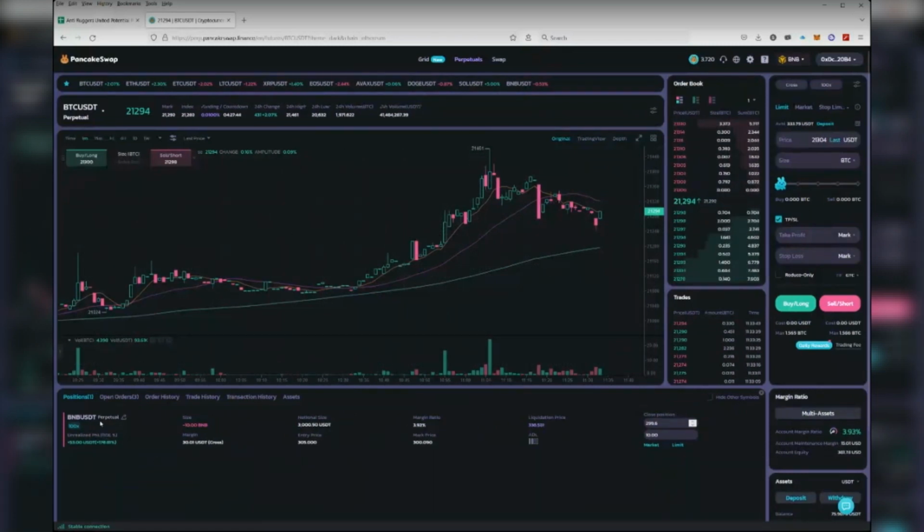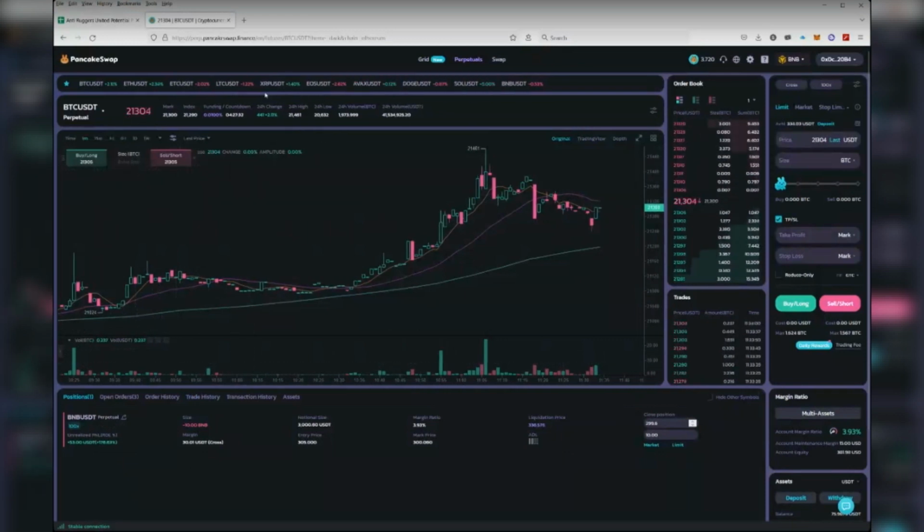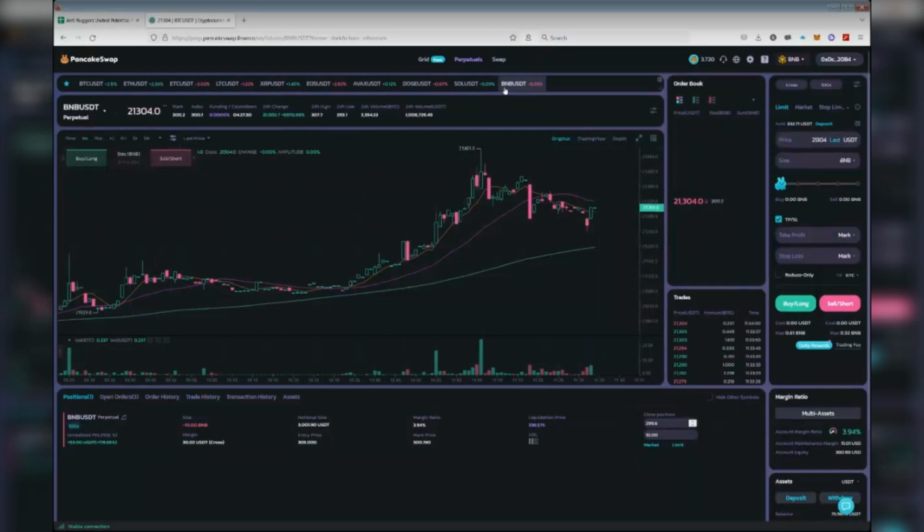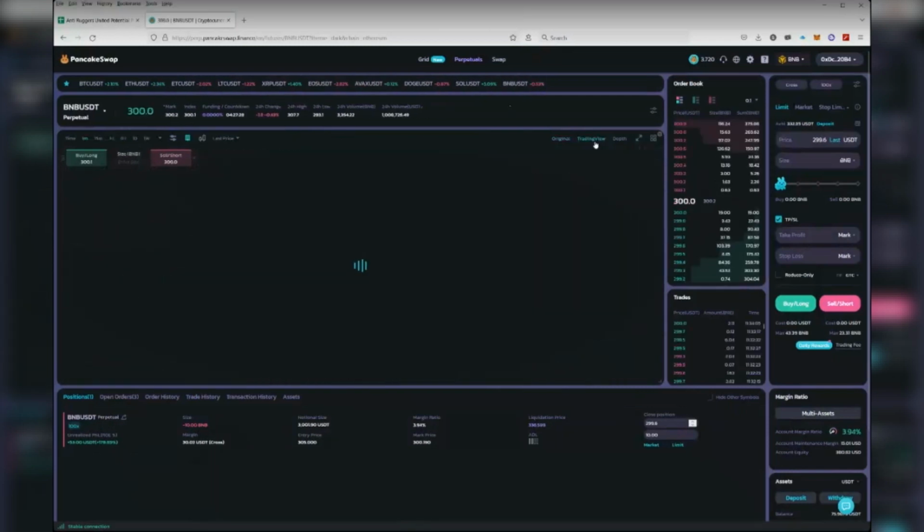So look, right now I only have one position open, and it's this BNB long. Let me go look. Let me go to BNB. I wish TradingView actually worked. Come on. No, this is actually a short. Never mind.